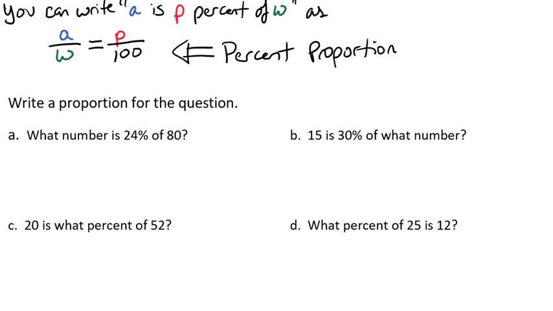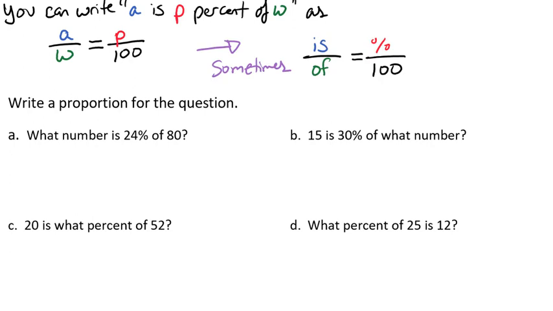Now sometimes this can be written a different way. You might have seen this as is over of equals percent over 100, but they take the same numbers. Just those keywords, is and of, help us in placing. So let's go ahead and work on some examples.